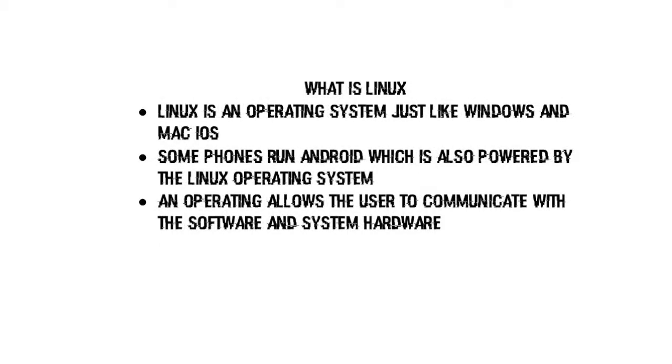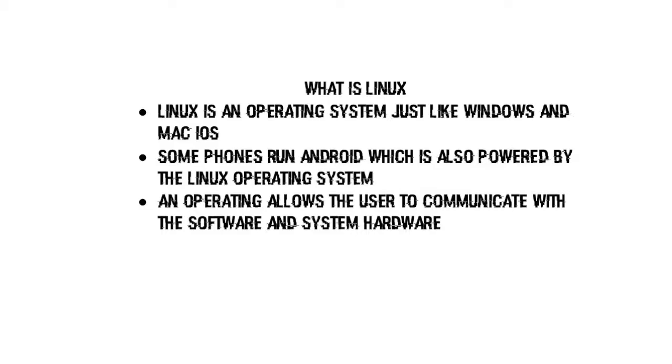So a lot of you guys knew what this was, others didn't, but our next chapter talks about what is Linux. And we said that Linux is an operating system just like Windows and macOS, and some phones even run Android, which is also powered by the Linux operating system. Now, an operating system allows the user to communicate with the software and the system's hardware. So just like you have in Windows, or on a Mac, and also on your phone, they all have operating systems. Linux is just another operating system.